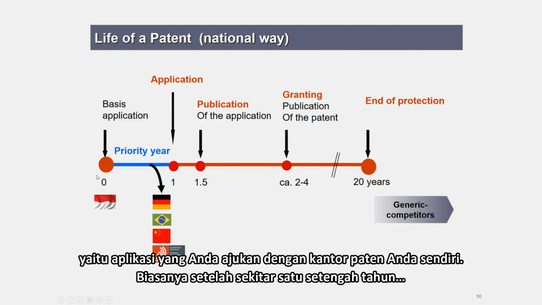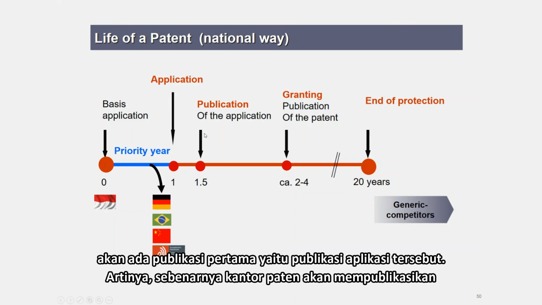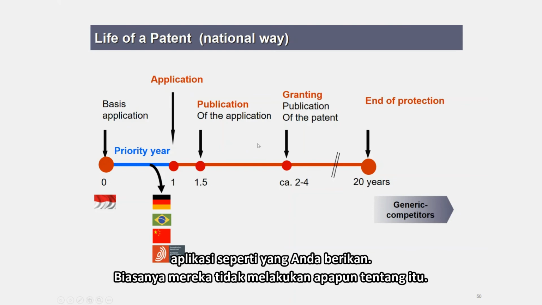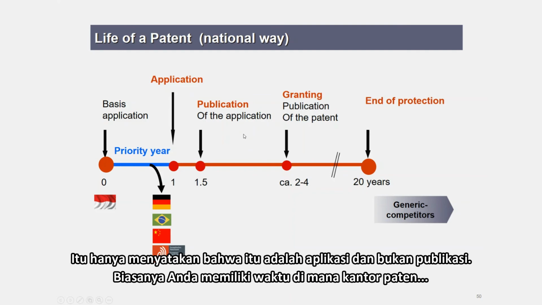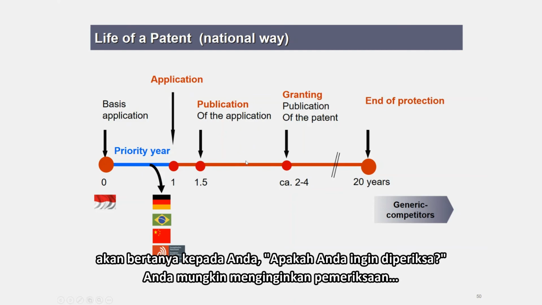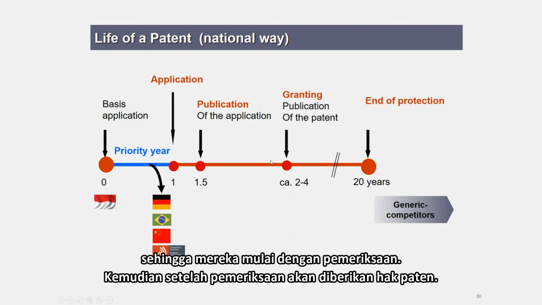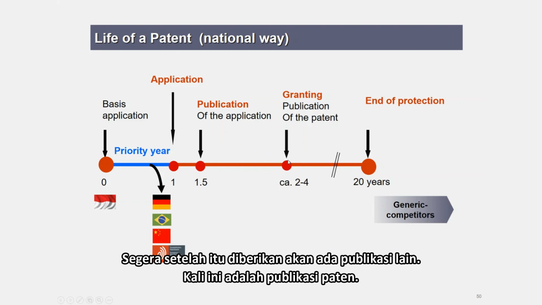Then normally after about 1.5 years, there will be a very first application publication, that is the publication of that application. It means that the patent office will publish the application as you gave it to them. Normally they don't do anything on that. It is just stating that it is an application and not a grant. Then normally you will have some time during which the patent office will ask you, do you want it to be examined? You might want the examination, so they start with the examination, and then after the examination there will be grant of the patent. As soon as it is granted, there will be another publication.